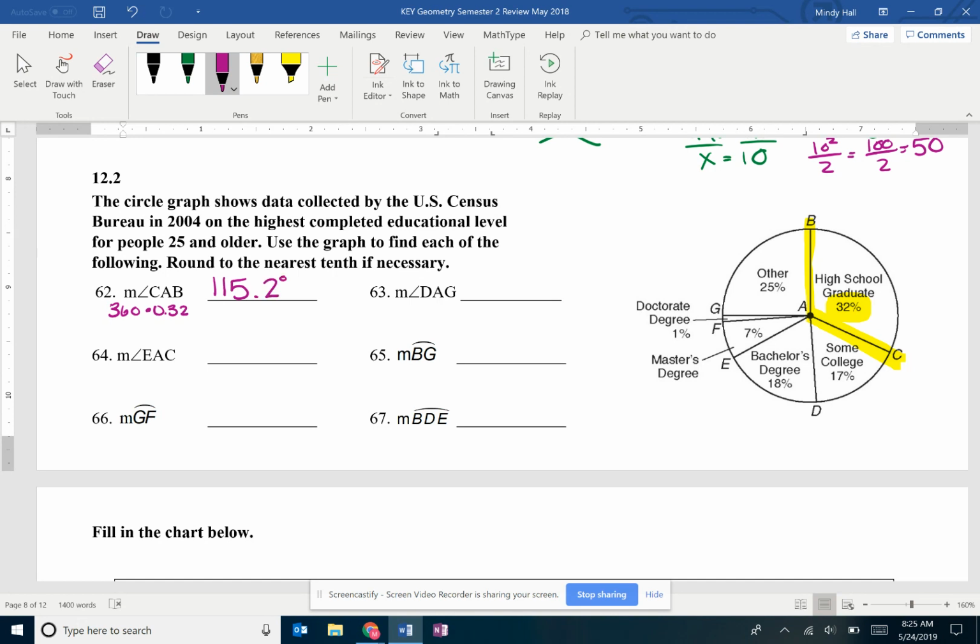Okay. For the measure of DAG, I'd go D to A to G. So I notice that includes this one and this one. So I'm just going to add all those up. 1% plus 7% is 8%. 8% plus 18 is 26%. So 360 times 0.26 is 93.6 degrees.